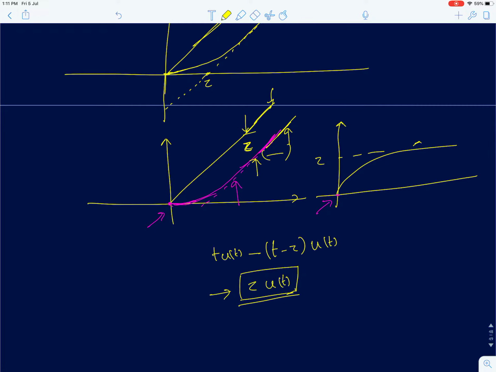So I'll stop at this point. In the next lecture, I'll go into more detail about the responses to different inputs.